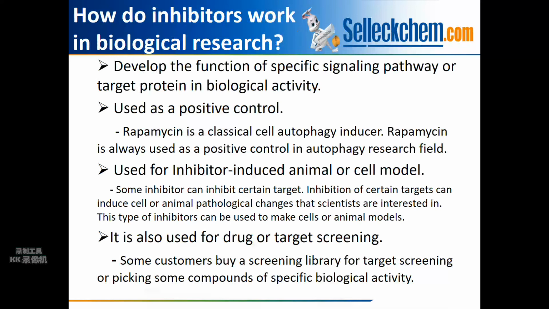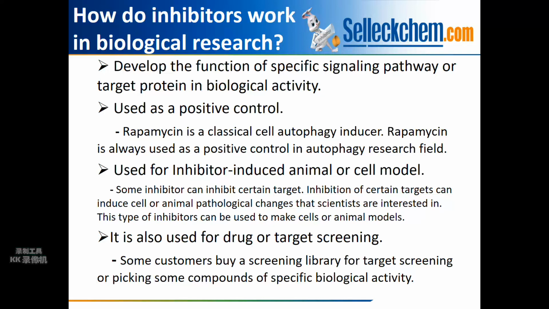Inhibitor also could be used as a positive control. For example, rapamycin is a classical cell autophagy inducer. Rapamycin is always used as a positive control in the autophagy research field. It could be used for inhibitor-induced animal or cell models.